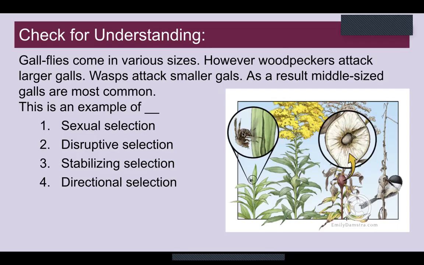If you look here, here's the gall fly laying its egg inside the stem of the plant. Here is the larvae developing and creating this gall. And here is a bird eating the gall. So they peck at the gall and eat the larvae out of there. So woodpeckers attack large galls, and wasps attack really small galls. As a result, middle-sized galls are most common. Is this an example of sexual selection, disruptive selection, stabilizing selection, or directional selection?